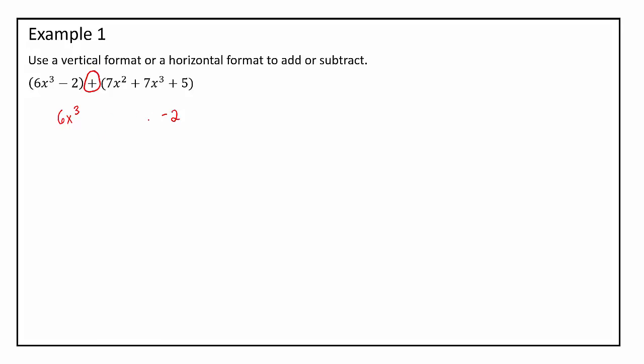I have 7x squared, which would go right here. And I have a 7x cubed, which would go under this x cubed. I have a +5, which would go right here. So there weren't any just x terms. So that's why this gap is here. We don't need to leave that gap there for our answer necessarily. We would do -2 + 5, which is 3. 7x squared doesn't have anything to add with, so it stays 7x squared. And then 6x cubed plus 7x cubed is 13x cubed. So that would be our answer.